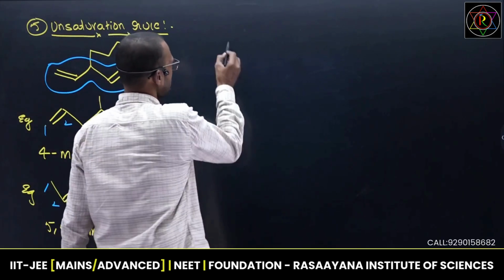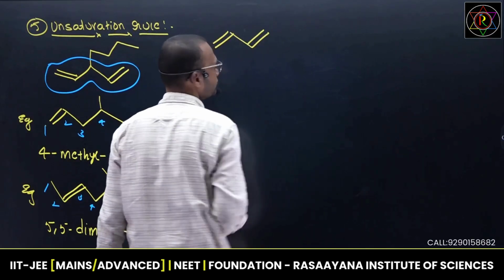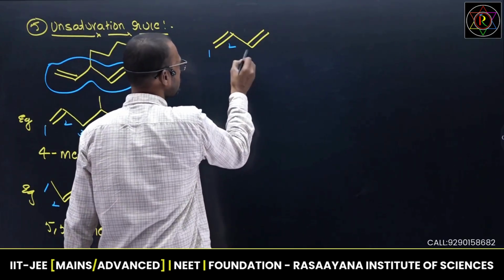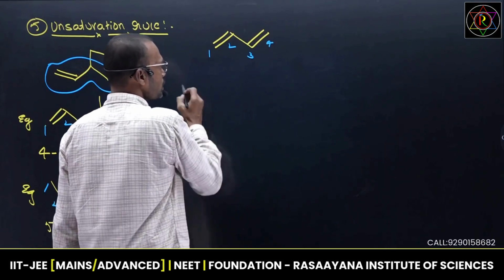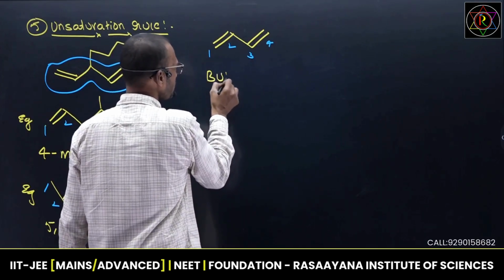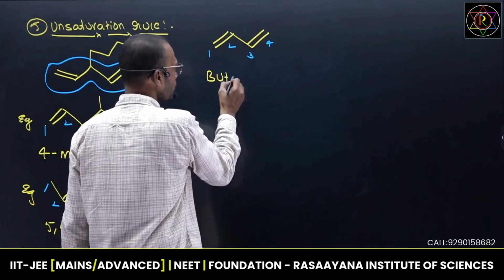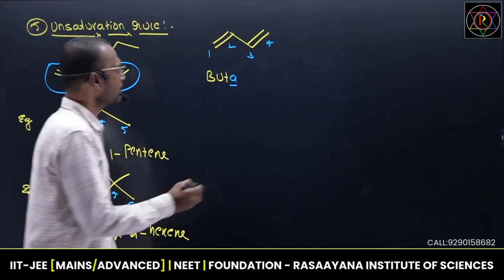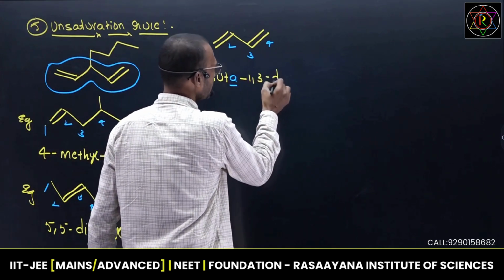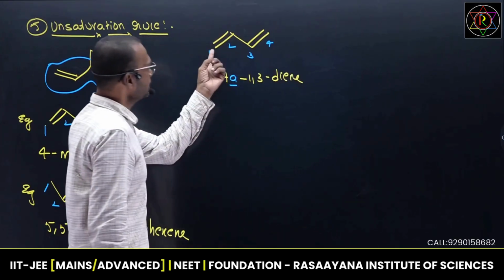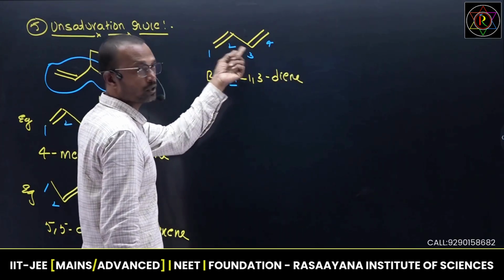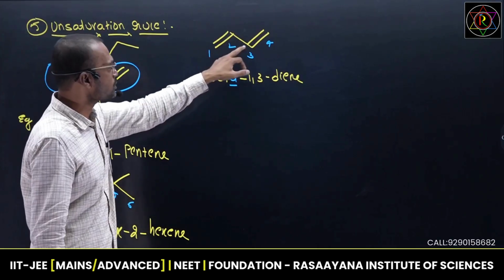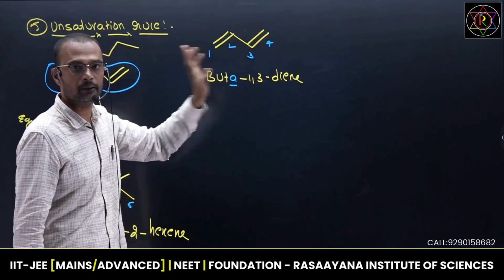Okay. Suppose a molecule carries multiple double bonds, two double bonds are present. Now you need to give numbering. Finally numbering is most important, 3 and 4. Now in this case the total number of carbons is 4. So write but and add the letter 'a'. If more than one double bond or triple bond is present, add the letter 'a'. Buta. Buta-1,3-diene. So I am writing the position of the double bond here and the position of the double bond here. Only the starting point of the double bond should be considered. 1 and 3 are the starting points of the double bonds. That's why I am saying 1,3-butadiene.